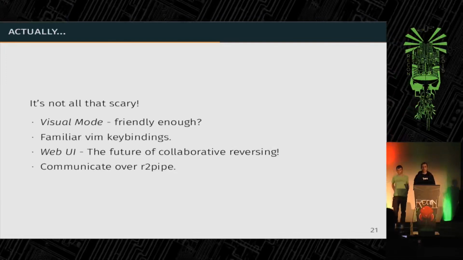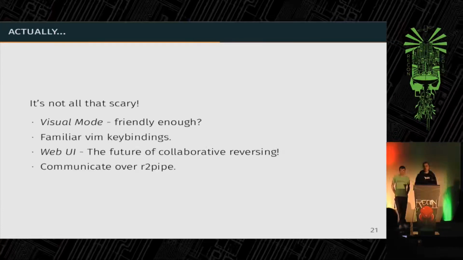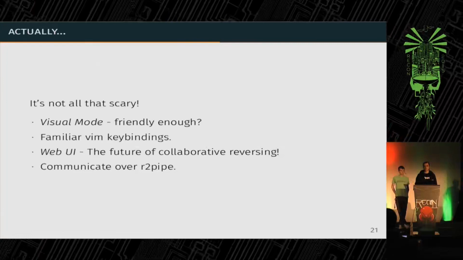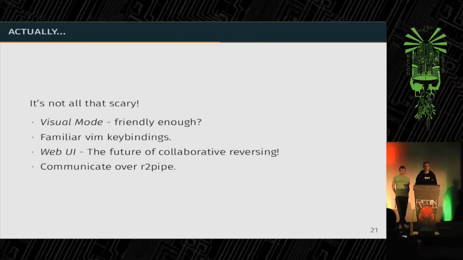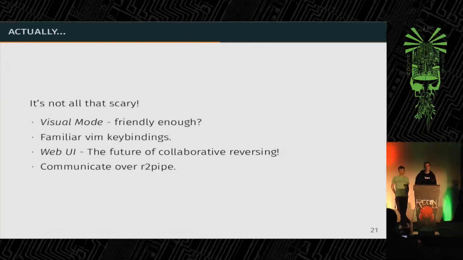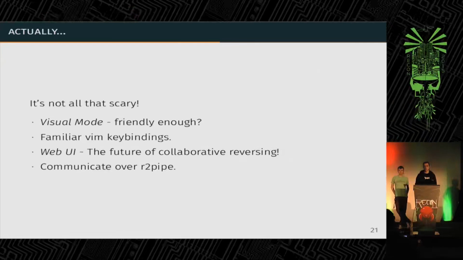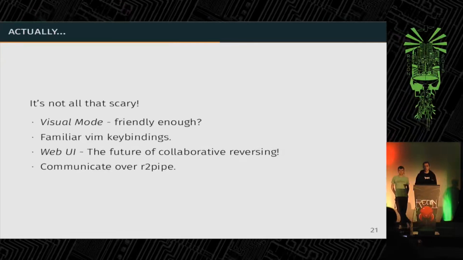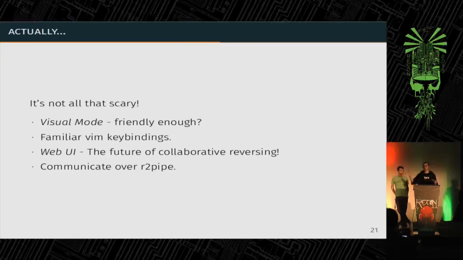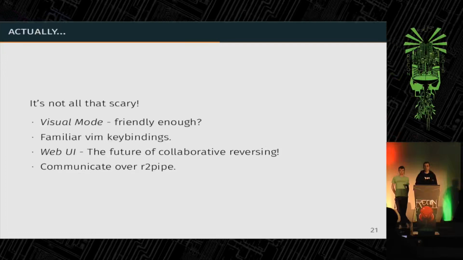We've got a web UI, because I don't know why, but it can be used for collaborative reversing. For example, you can launch Radare2 on your iPhone or your iWatch, and debug it from your laptop using the web UI. So this is pretty cool. And you can communicate over R2 pipe. So for example, you can spawn an application on your iWatch, and your friend at the other end of the world can debug it on his computer. That's pretty cool.